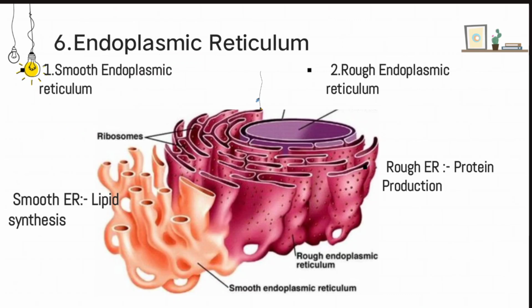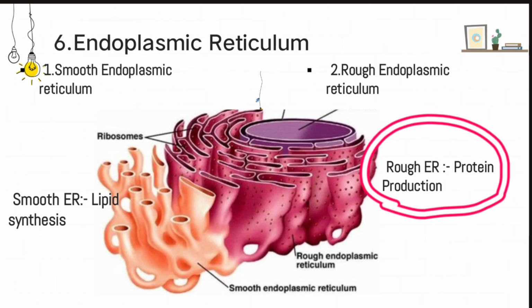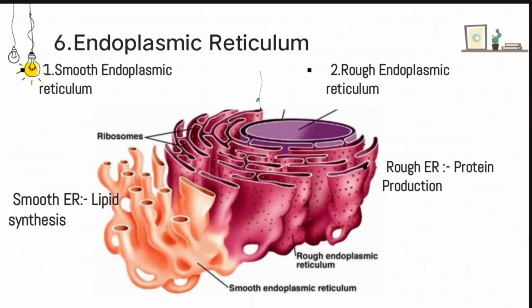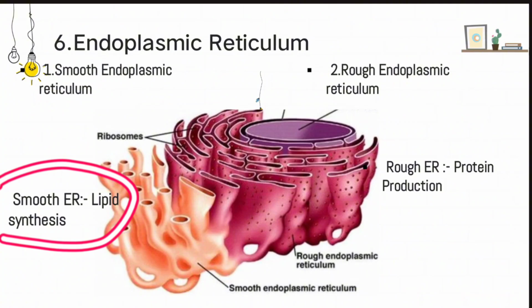Now the function of rough endoplasmic reticulum is protein synthesis, because the ribosome is present on the surface of the rough endoplasmic reticulum. The function of smooth endoplasmic reticulum is lipid synthesis. So smooth endoplasmic reticulum helps in the production of lipids.